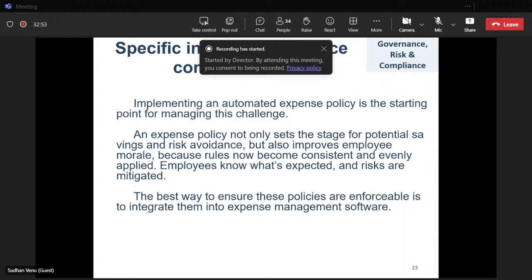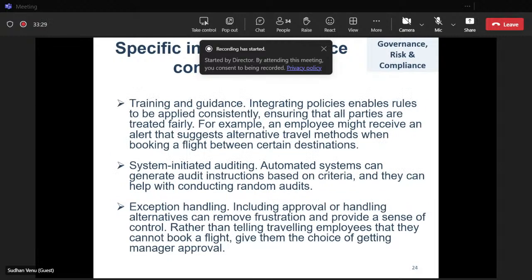And for specific internal complaints, controlling some issues with respect to the audience improves the employees' perspective, because they have the roles and are expected to mitigate the risk in terms of controlling the issues. The best way to ensure that the policies are enforceable is to integrate them into the expense management system, that is, expense management software.